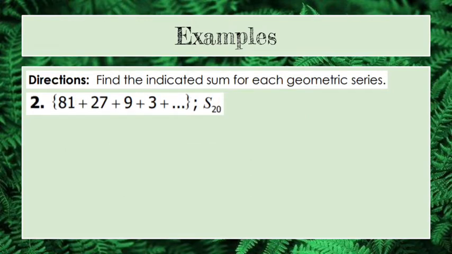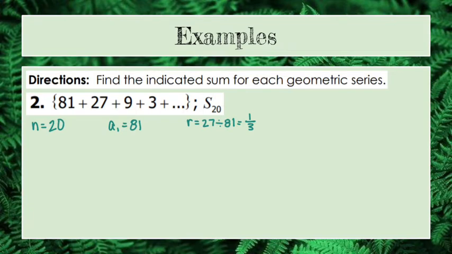So let's try another example. We want to find S20 of this series, or of this sequence. So we want to know what n equals, what A1 equals, and what r equals. So n is this number, 20. A1 is the first number, 81. And r is the second term divided by the first term, which is going to give us 1/3.